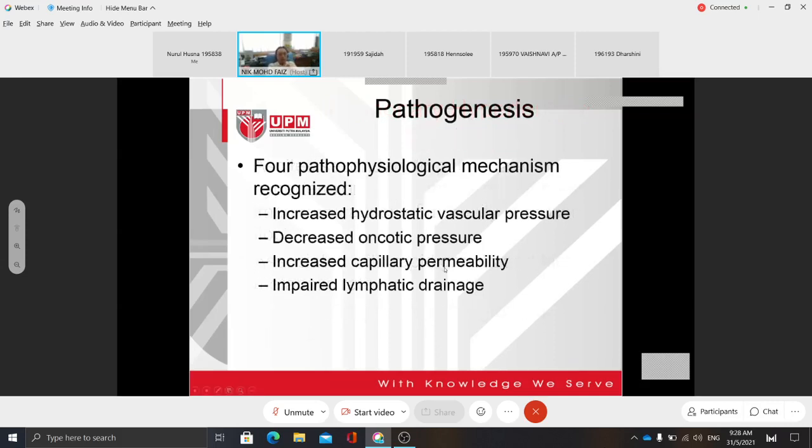There are four pathophysiological mechanisms that have been recognized to cause this. One is increased hydrostatic vascular pressure. Second is decreased oncotic pressure. Third is increased capillary permeability. And fourth is impaired lymphatic drainage, which leads to the formation of ascites and increases the pressure, pulmonary hypertension.